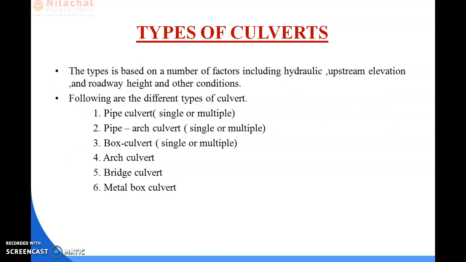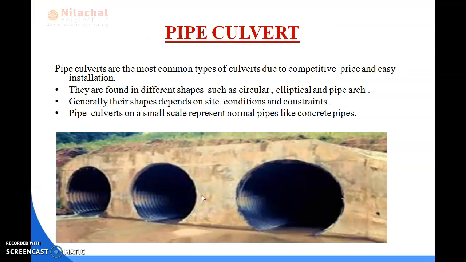So the following are the different types of culvert. First one is the pipe culvert. Second one is the pipe arch culvert. Third one is the box culvert. Fourth one is the arch culvert. Fifth one is the bridge culvert. And sixth one is the metal box culvert. So first we discuss what a pipe culvert is.